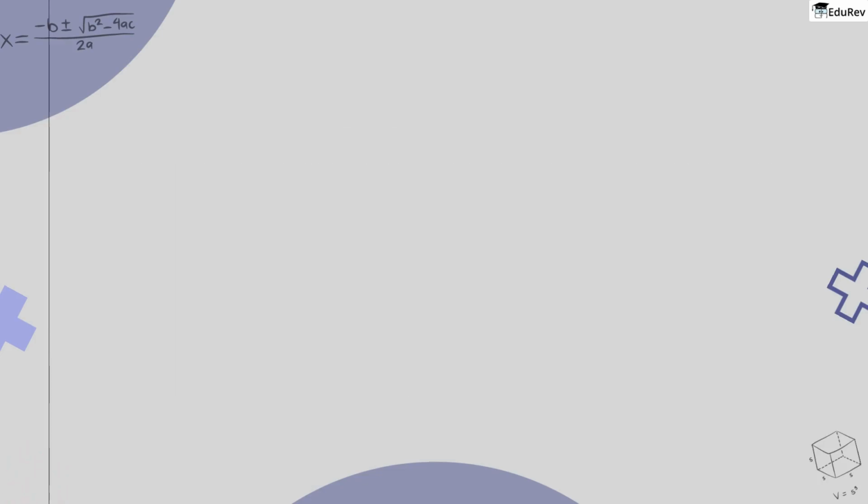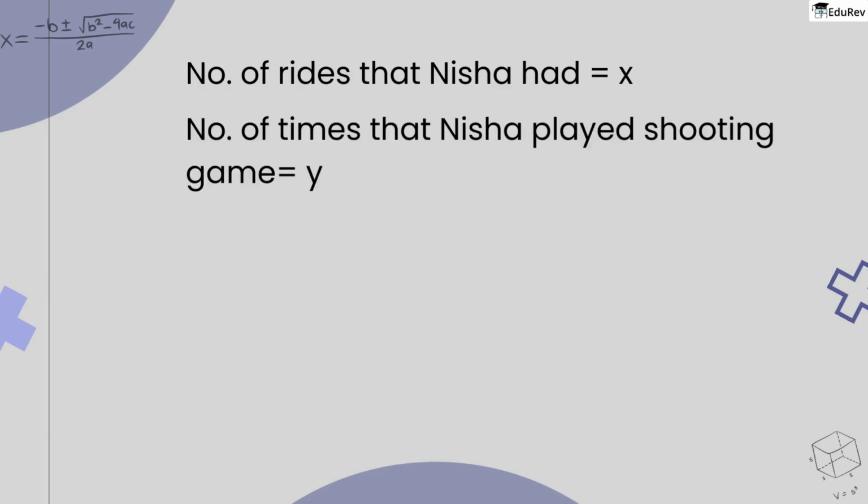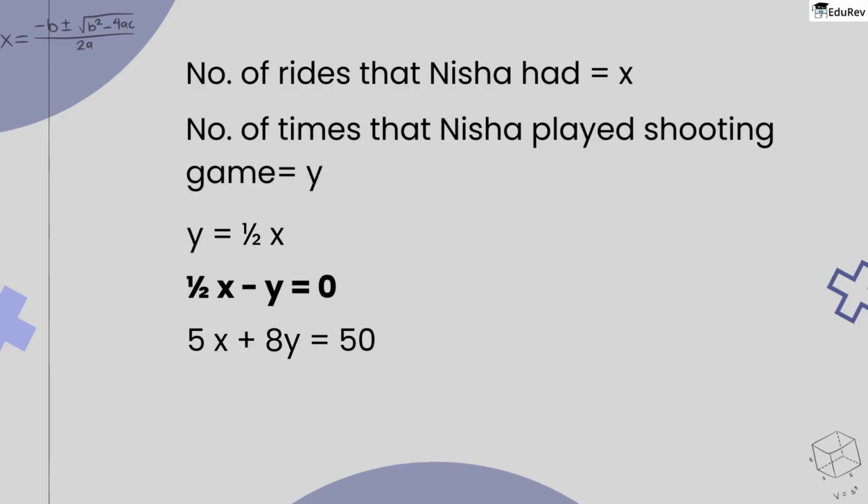Let's see. We first try to represent this situation as linear equations in two variables. We denote the number of rides that Nisha had by x and the number of times she played the shooting game by y. As linear equations, they are written as y equals half x, or half x minus y equals 0, and 5x plus 8y equals 50, or 5x plus 8y minus 50 equals 0.